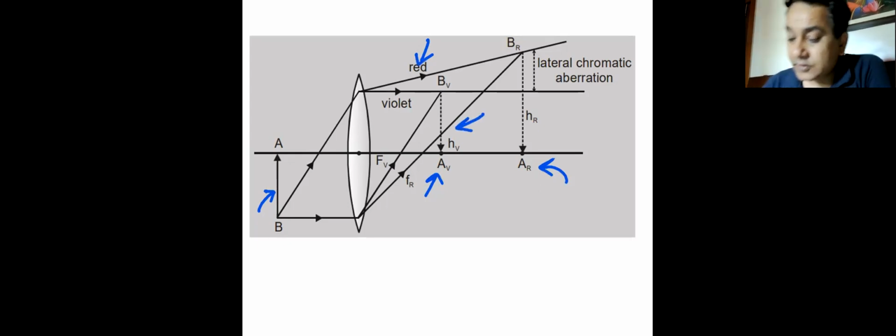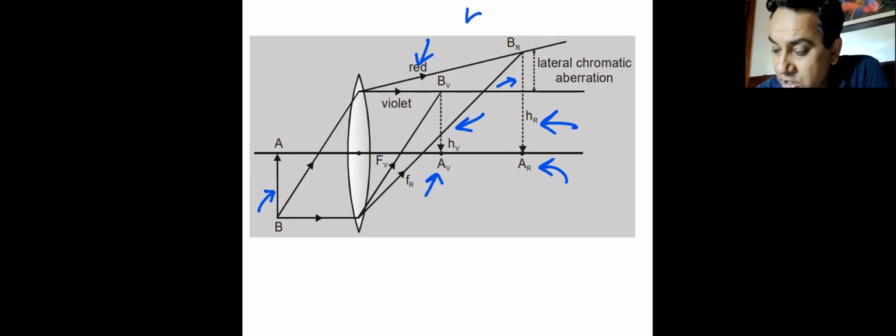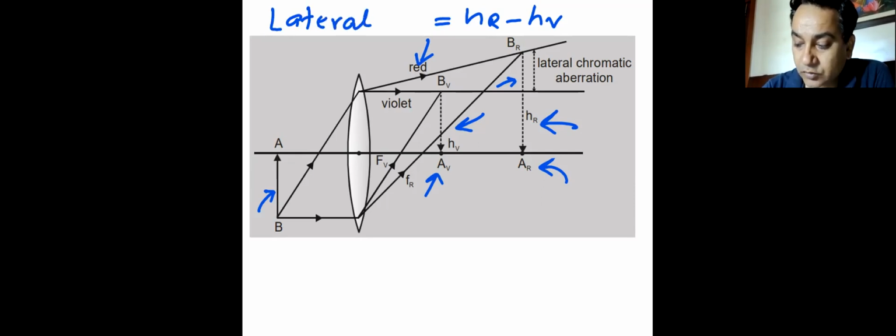The height for the violet image, which is nearer, is smaller. The height for the image formed in the red color is more. HR is the height of the red image. HV is the height of the violet image. You can see this difference between the two heights, which is nothing but HR minus HV. This HR minus HV is known as lateral chromatic aberration. Do we understand this?